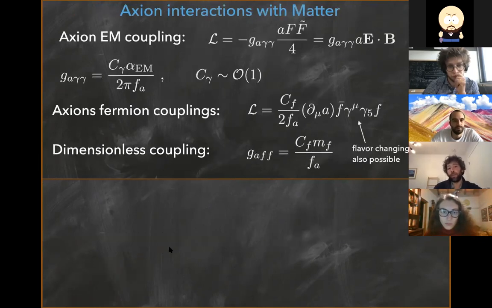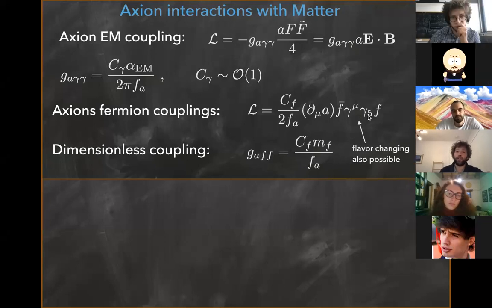Also important for this talk, axions, in addition to coupling to electromagnetism, are also expected to couple to matter, to fermions, to standard model fermions, through an axial type coupling, where you have a derivative of the axion coupled to this axial current.